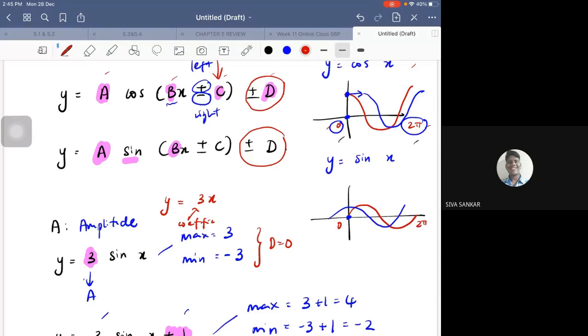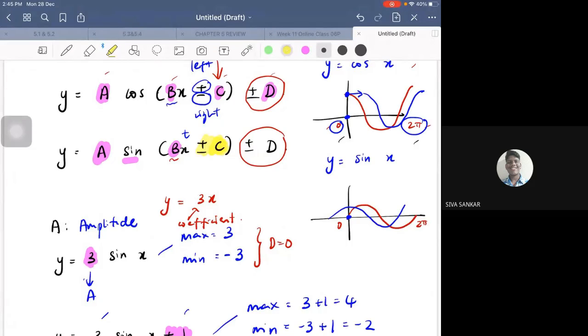So in this case, B is the coefficient of x. But it doesn't necessarily use x. Even if we use t, the constant in front of t is going to be our B value. Then, after B, if there is a plus or minus followed by a constant, that constant value is going to be C. C is inside the bracket together with B. So if the equation doesn't have this part, it means C is equal to zero.